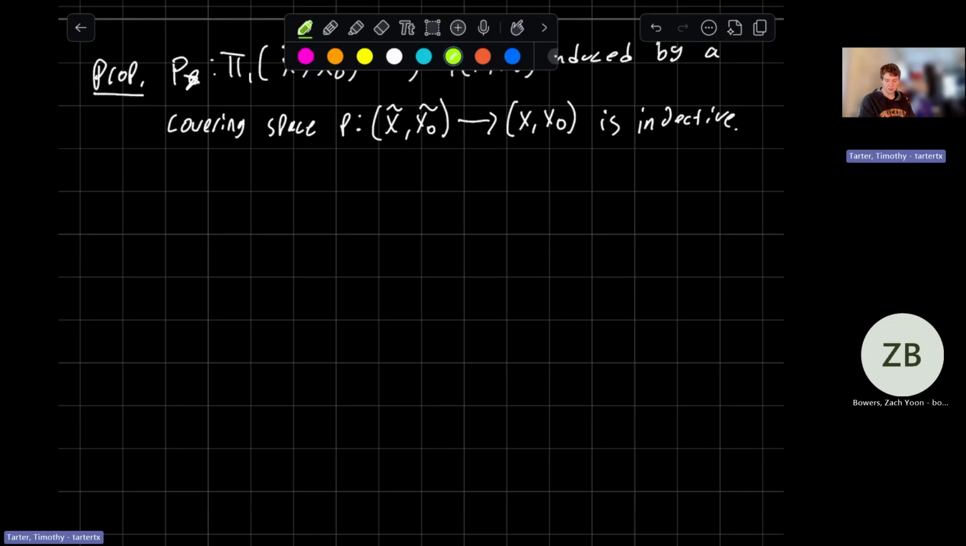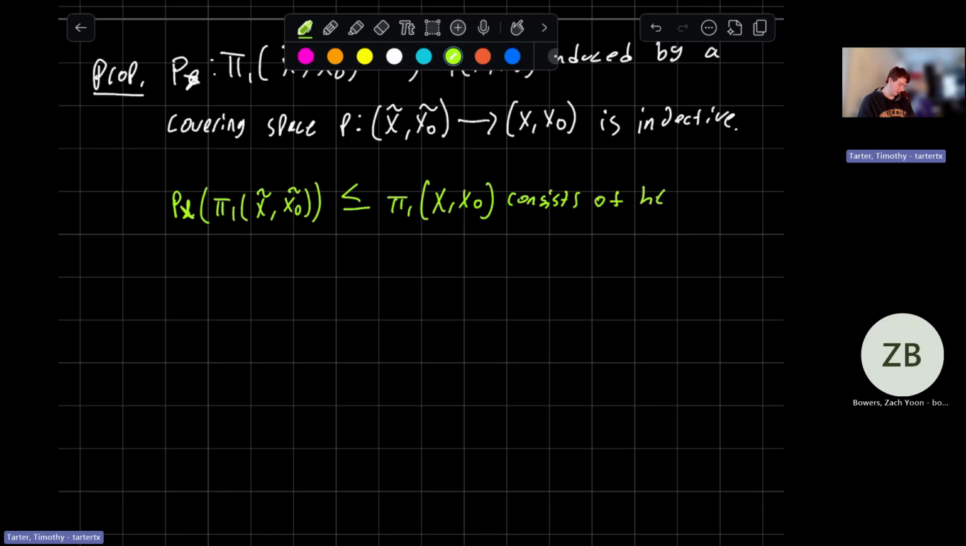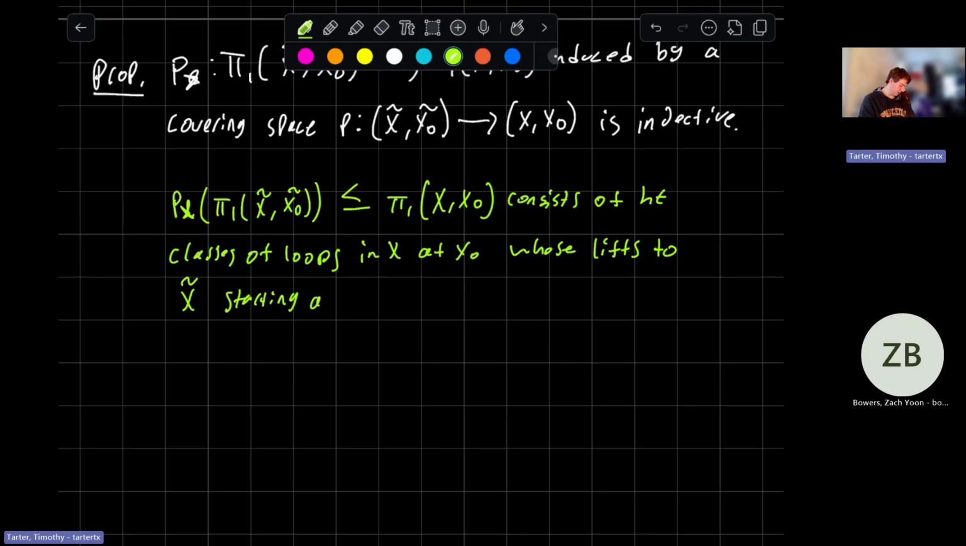And then furthermore, the image subgroup p star of pi 1 of X tilde in pi 1 of X comma x naught consists of homotopy classes of loops in X based at x naught whose lifts to X tilde starting at x tilde naught are loops.